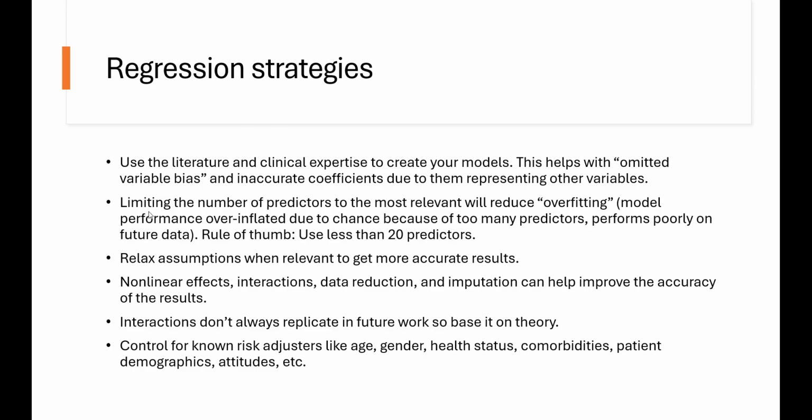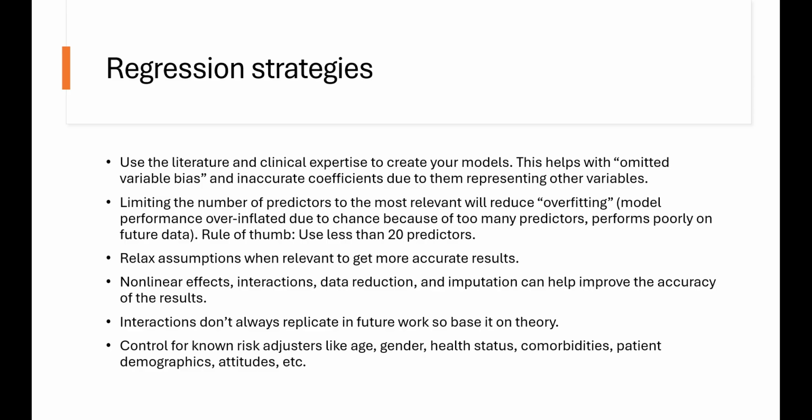Our second note here is that limiting the number of predictors to the most relevant will reduce something we call overfitting. Overfitting is when model performance is overinflated due to chance because of too many predictors. We might get a great result in our current data, but we see that the regression model performs poorly on future data because of overfitting. The results were a little bit too good to be true, because we had too many predictors.